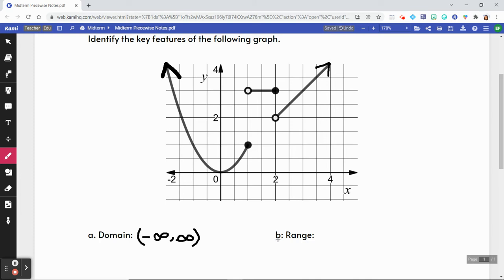Now let's talk range. Range is your interval of your y values. So we want to look for, again, our lowest y value, our highest y value. Our lowest y value would be here at this vertex of the parabola. So that's where the y value is 0. And that is an included value, so we are going to want to go ahead and put a bracket on that. And now let's keep going.